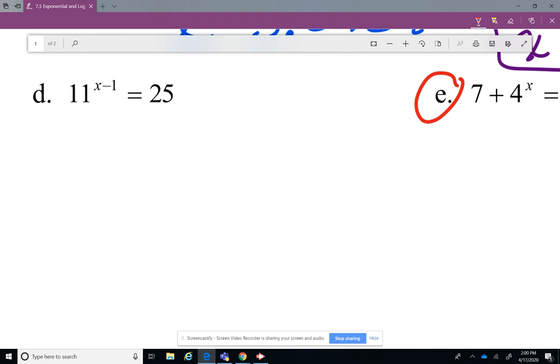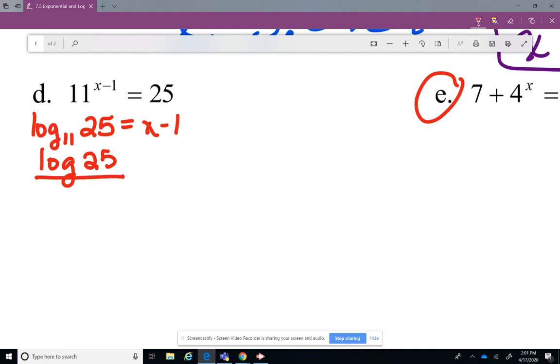All right, first thing, isolate the exponential expression. Check, already done for me. Second step, rewrite the equation in logarithmic form. So we're going to do log base 11 of 25 equals x minus 1. All right, we're going to rewrite it. Log 25 using the change of base formula divided by log 11 equals x minus 1.